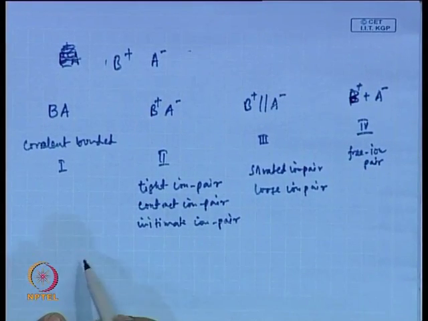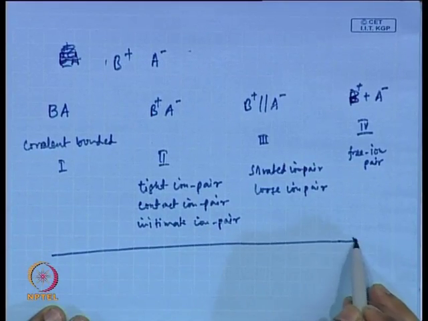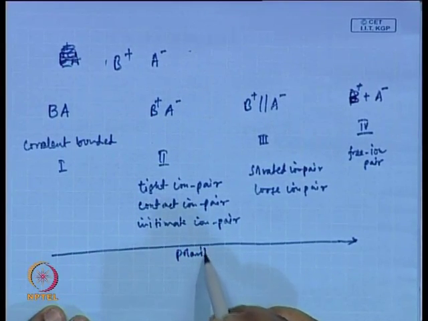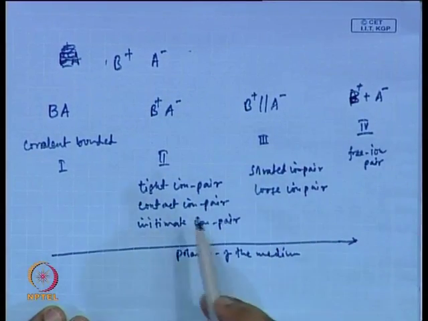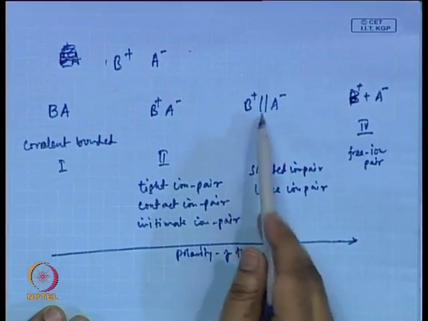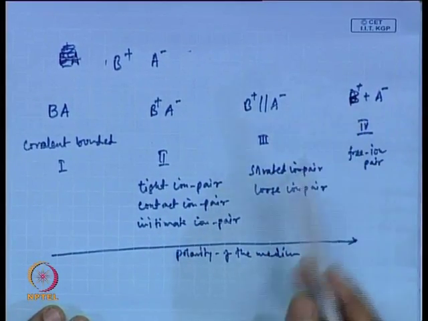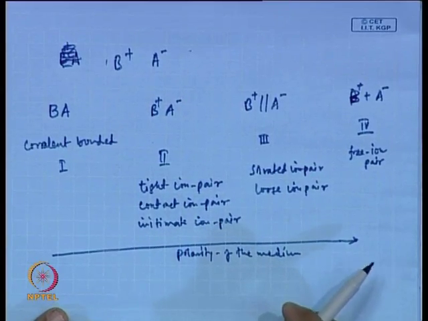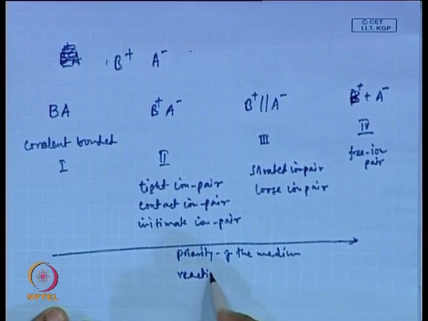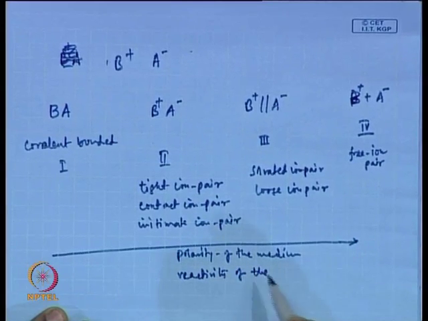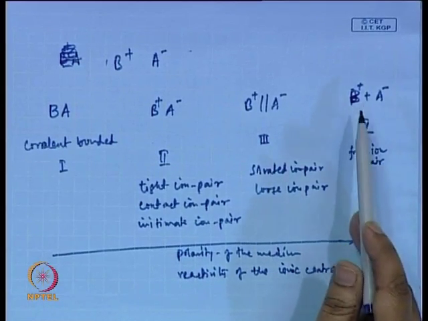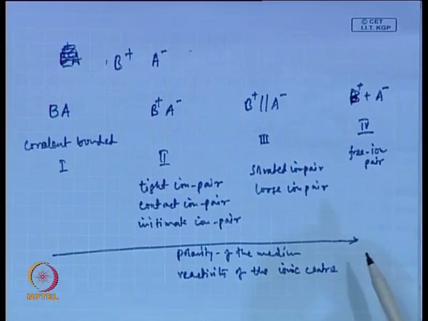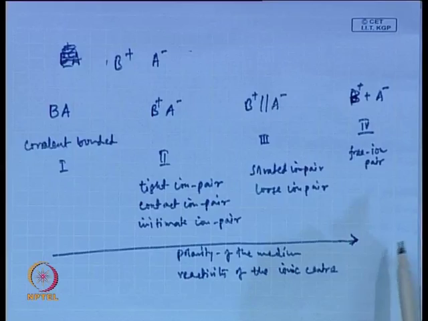Now, obviously, if you increase the polarity of the medium, the more polar medium means the ions get solvated and finally become a free ion pair. So, as the reactivity of the ionic center increases, obviously the free ionic center becomes more reactive.